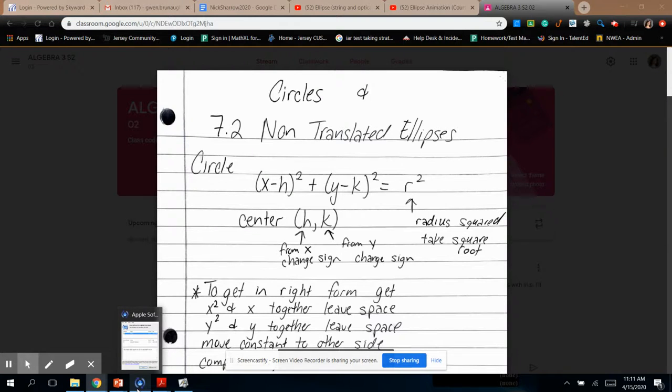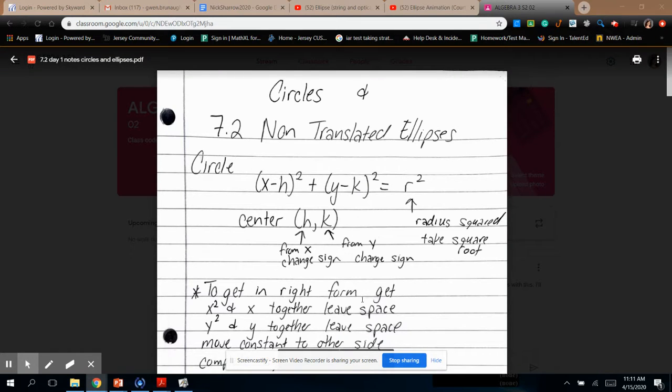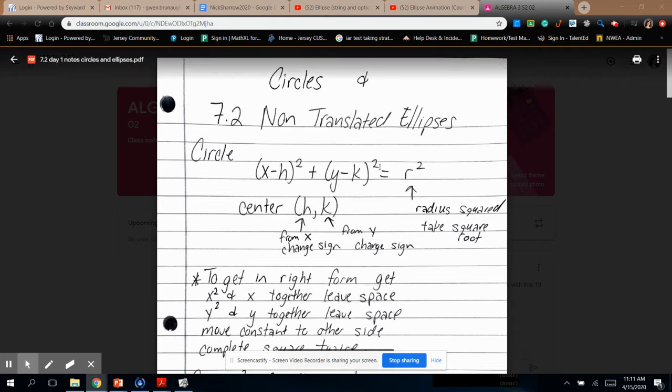We're going to talk about circles and non-translated ellipses today. We've already actually talked about circles already this year. These are my notes. This is what I would write down, but it's up to you, whatever you want to do. Here's the equation.